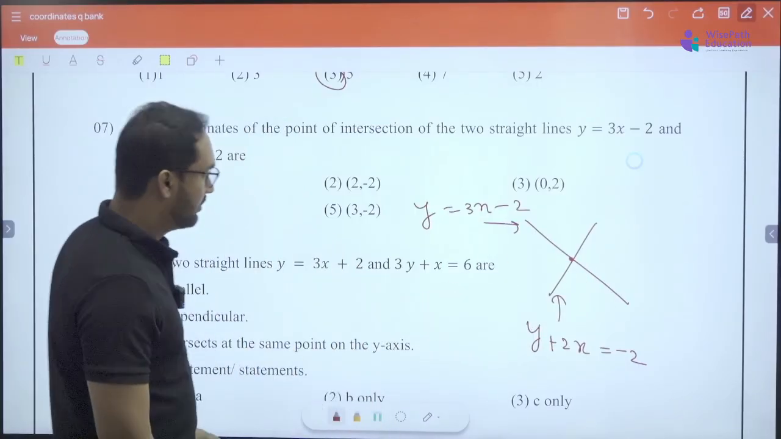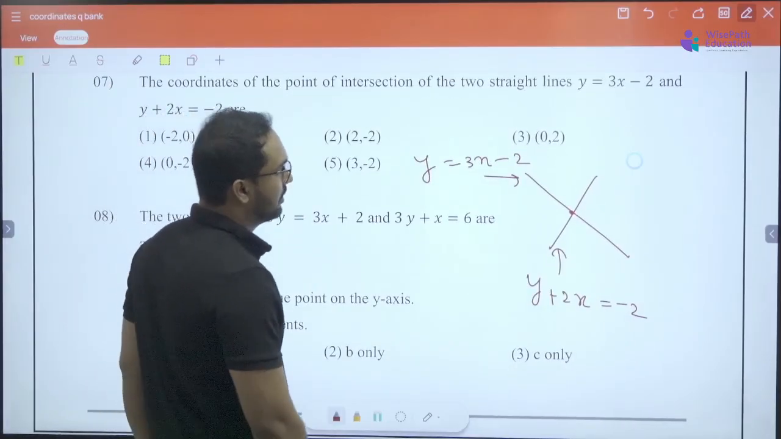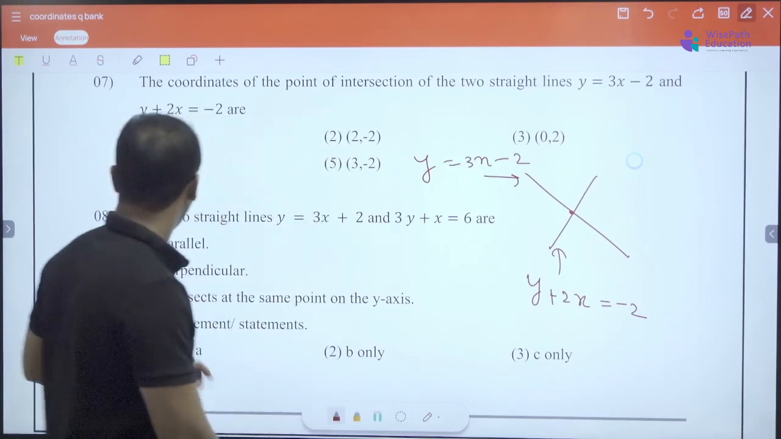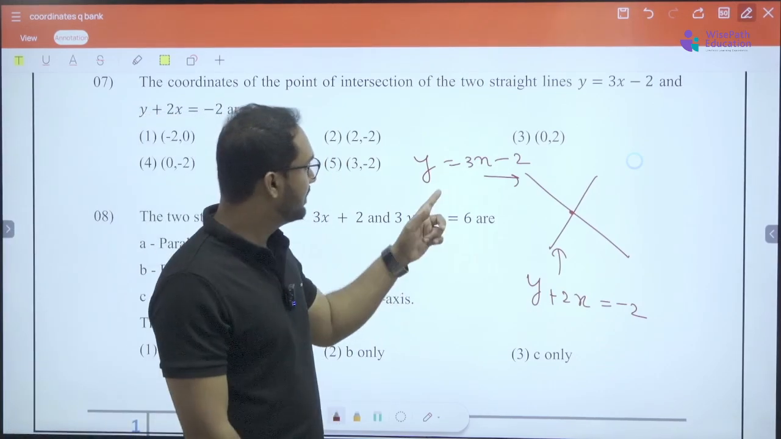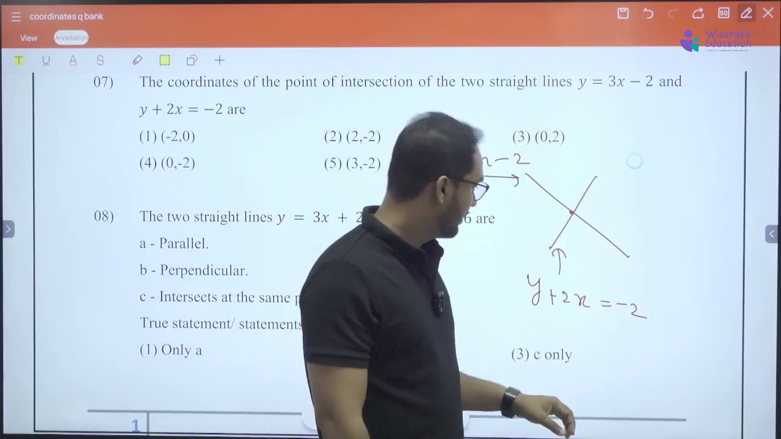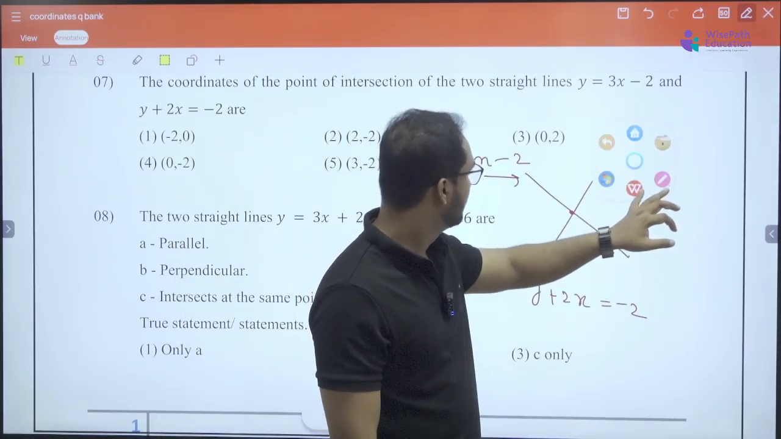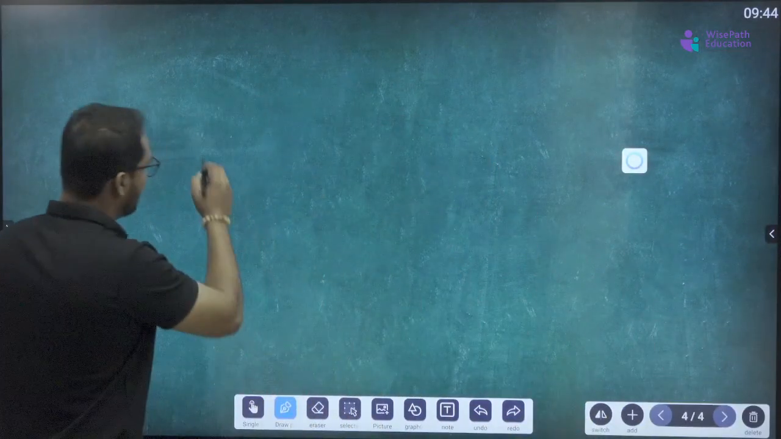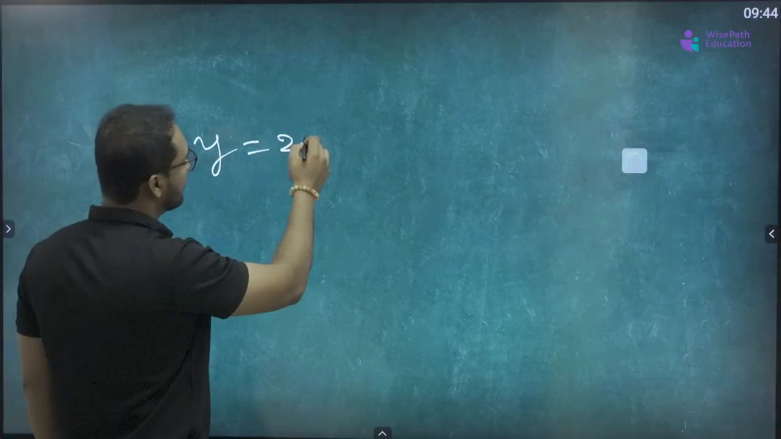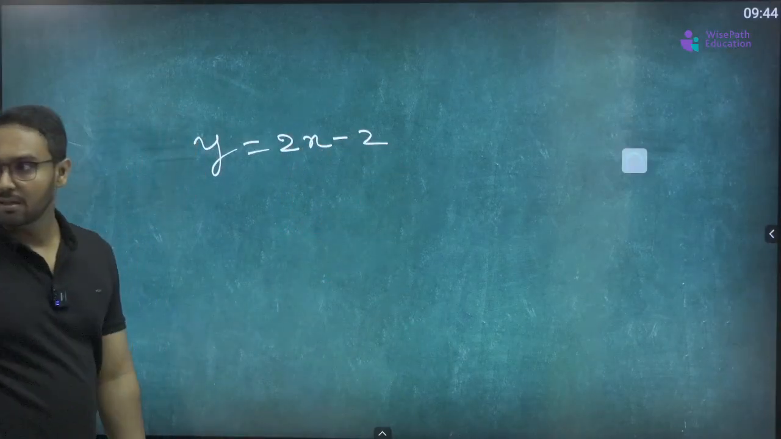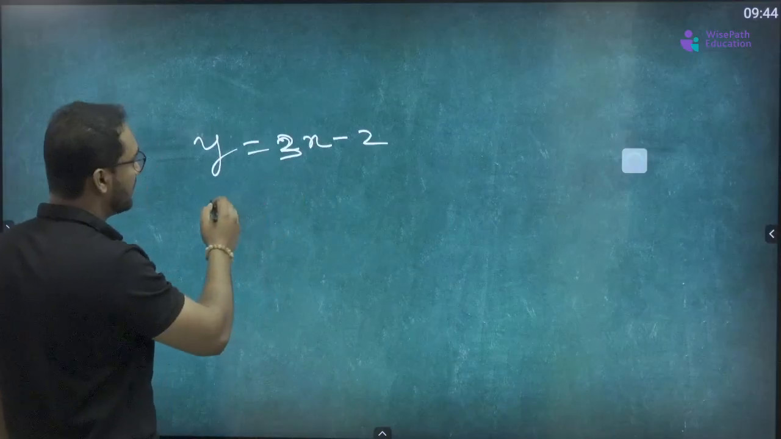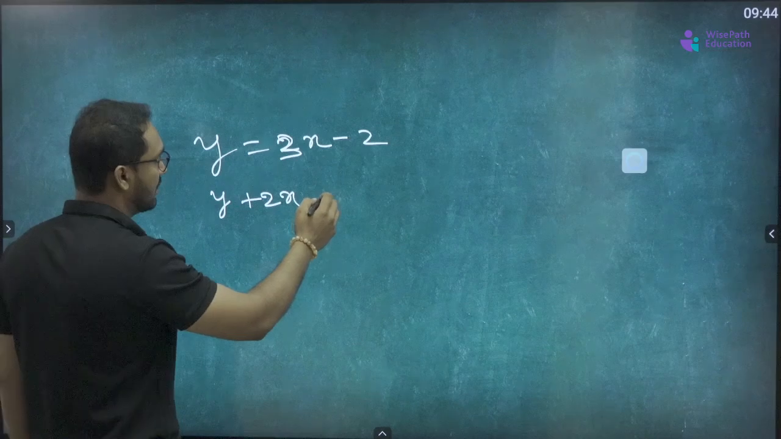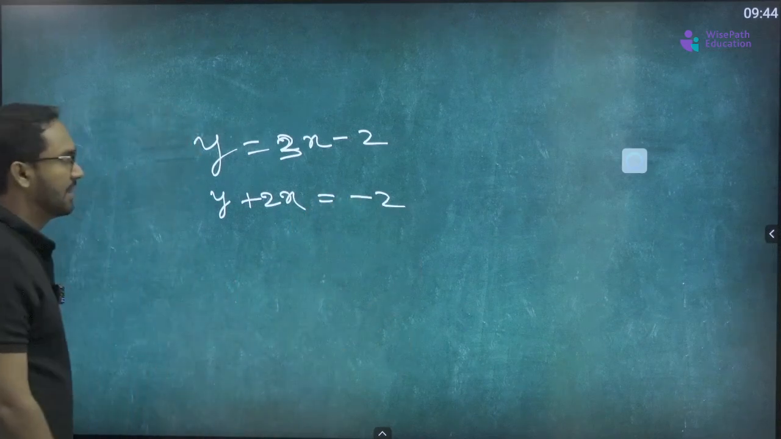Those are the coordinates of the intersect, right? So how do you do that? Can you simplify this as a simultaneous equation? Remember the two equations: y equals 3x minus 2, and y plus 2x equals minus 2. So these are two simultaneous equations.